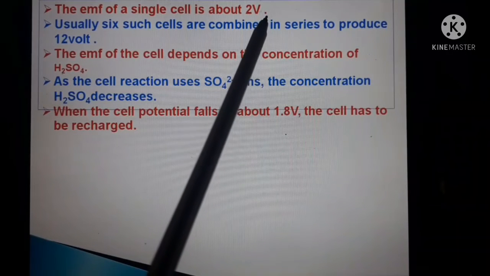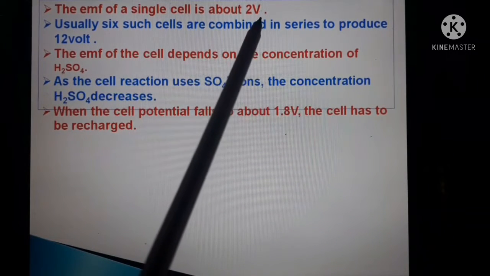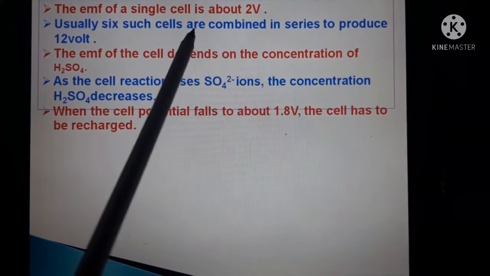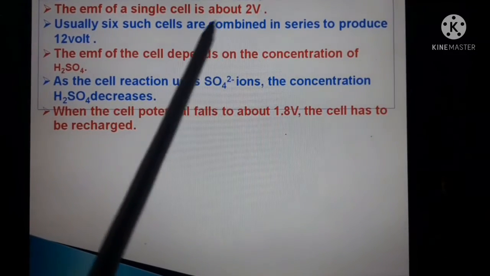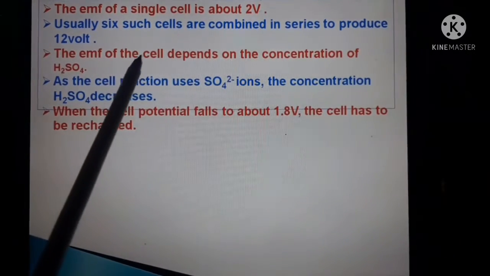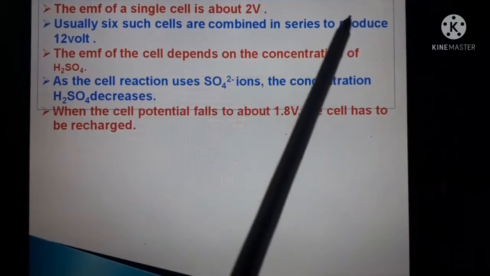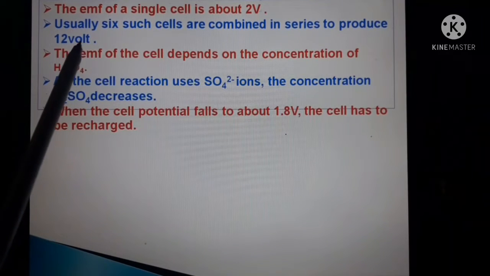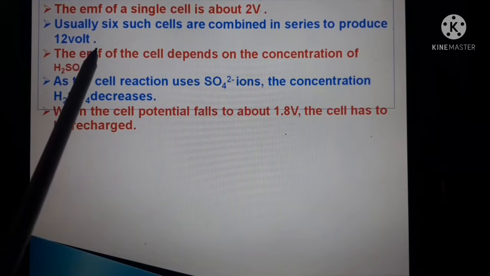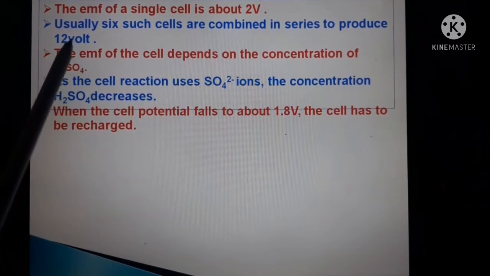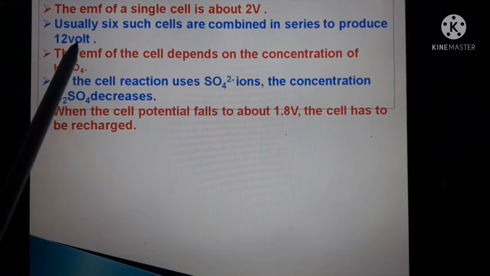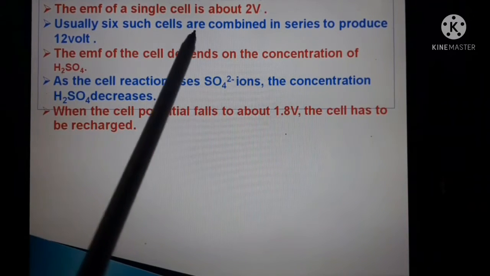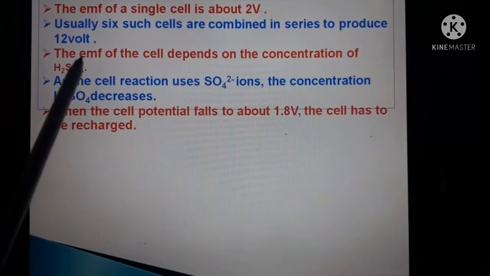2 volt means one battery. The EMF of a single cell is 2 volt. Such 6 cells are combined to form a 12 volt combination. Okay, chamber by chamber they are connected with each other. 6 such cells are combined in series to produce 12 volt.